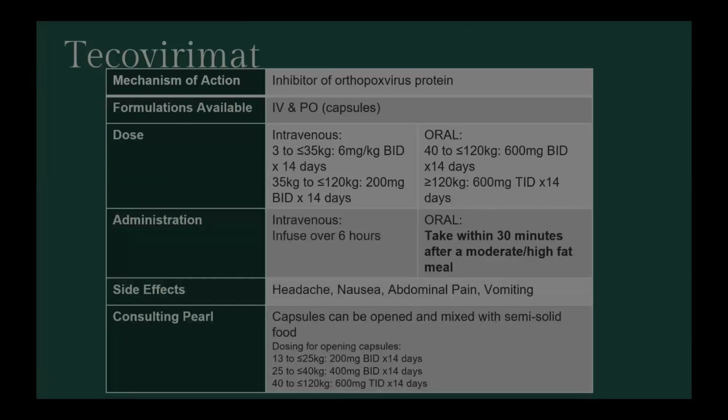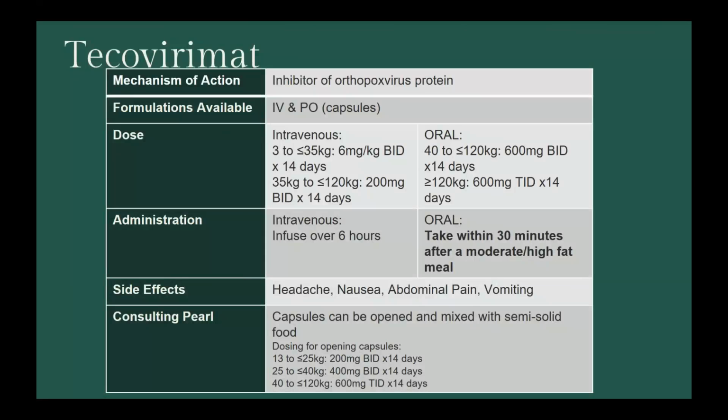Now that you know more about Tecovirimat, kind of like how it developed, here are the doses for the medication, which is weight-based. It comes as IV and PO formulations. The oral capsules must be taken within 30 minutes after a moderate or high-fat meal for best absorption. For children, you may consider opening the capsules to be given with semi-solid food. The doses of these open capsules do vary, which is listed down there. There are no renal adjustments needed per the package insert.